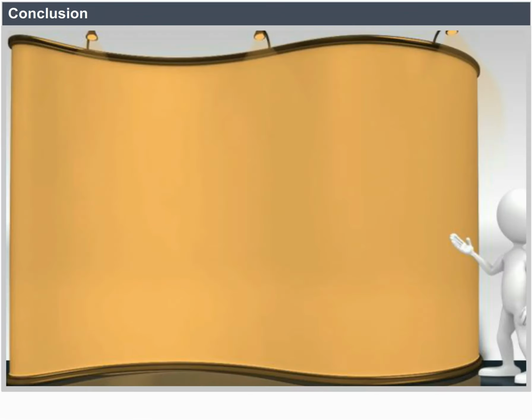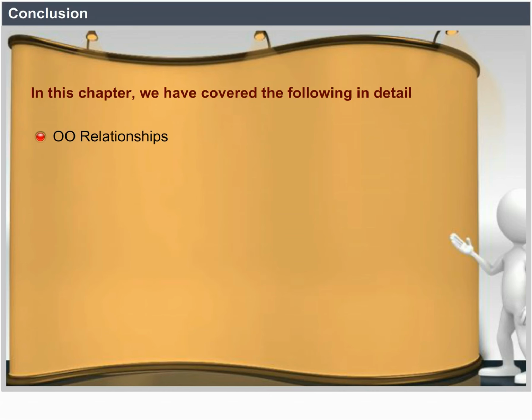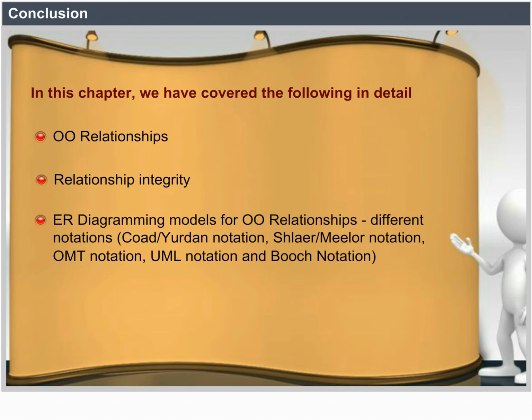Conclusion. In this chapter, we have covered the following in detail: object-oriented relationships, relationship integrity, ER diagramming models for object-oriented relationships, different notations including UML notation and Booch notation, and integrating objects into a relational database.